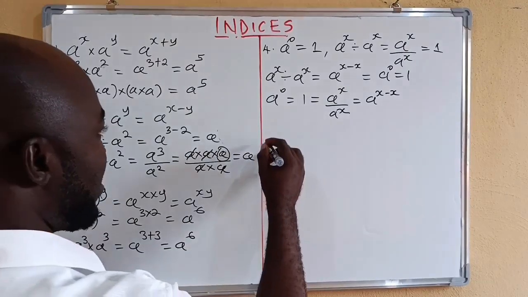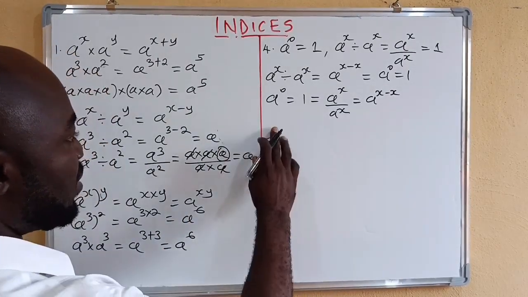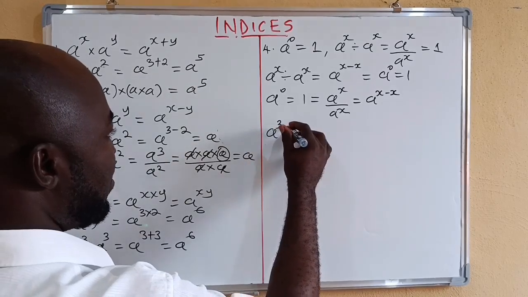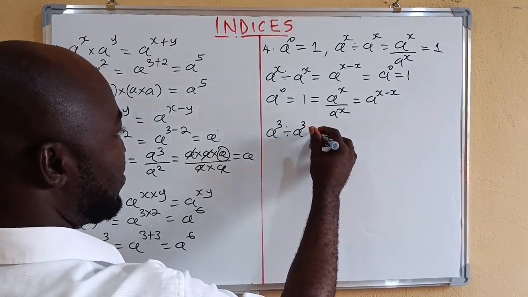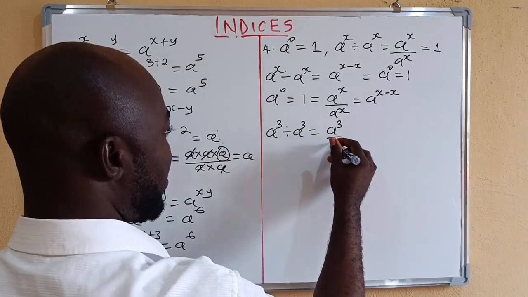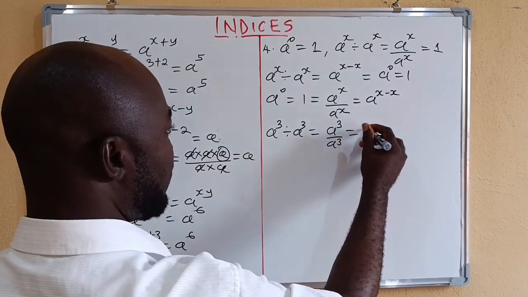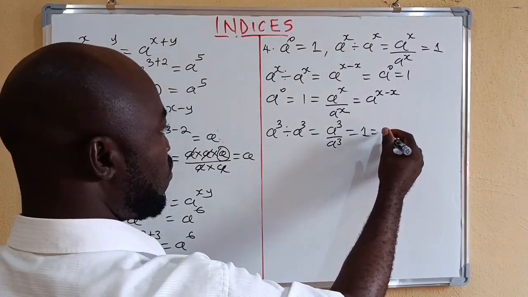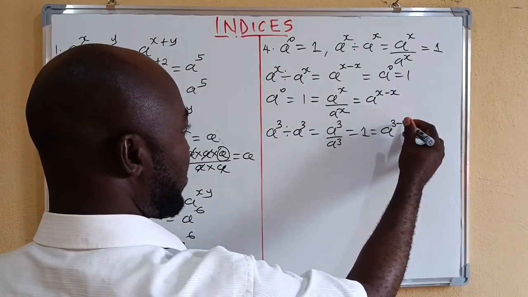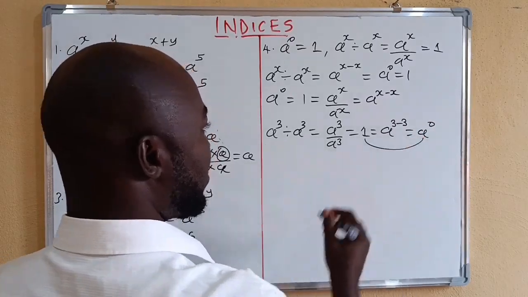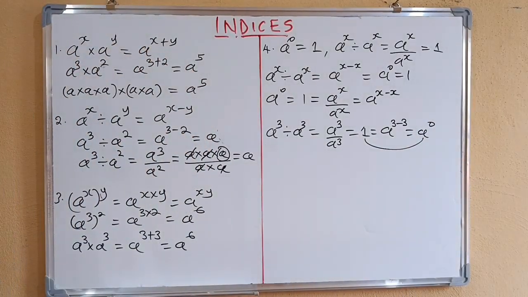Now let's try another law. Let's use one example. If I have a to the power of 3 divided by a to the power of 3, this will simply mean a to the power of 3 divided by this, and I'll have 1. And if I do a subtraction of it, this will still be equal to a to the power of 3 minus 3, which is a to the power of 0. You see, it is still linked back that a to the power of 0 is 1.